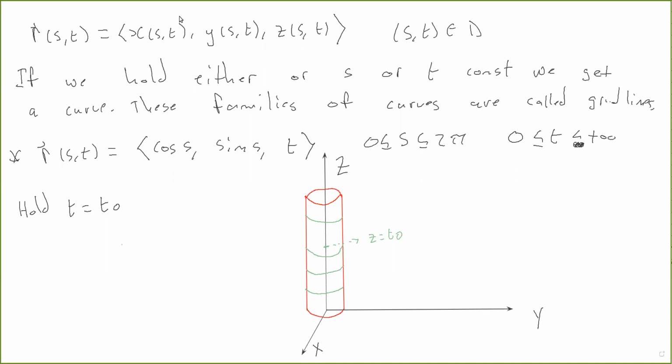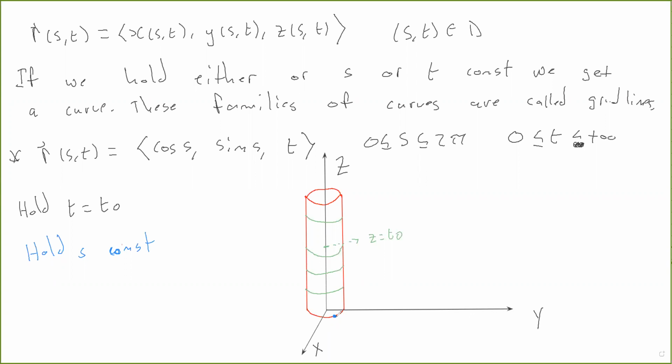Okay, now let's see what happens if we hold s constant. This means that if you look at the x and y coordinates, it's going to be some fixed point in the xy plane, some fixed point like this on the circle of radius 1 centered at 0. Because we always know that the x coordinate squared plus the y coordinate squared is equal to 1. So if you hold s constant, that's like fixing some point on this circle down here.